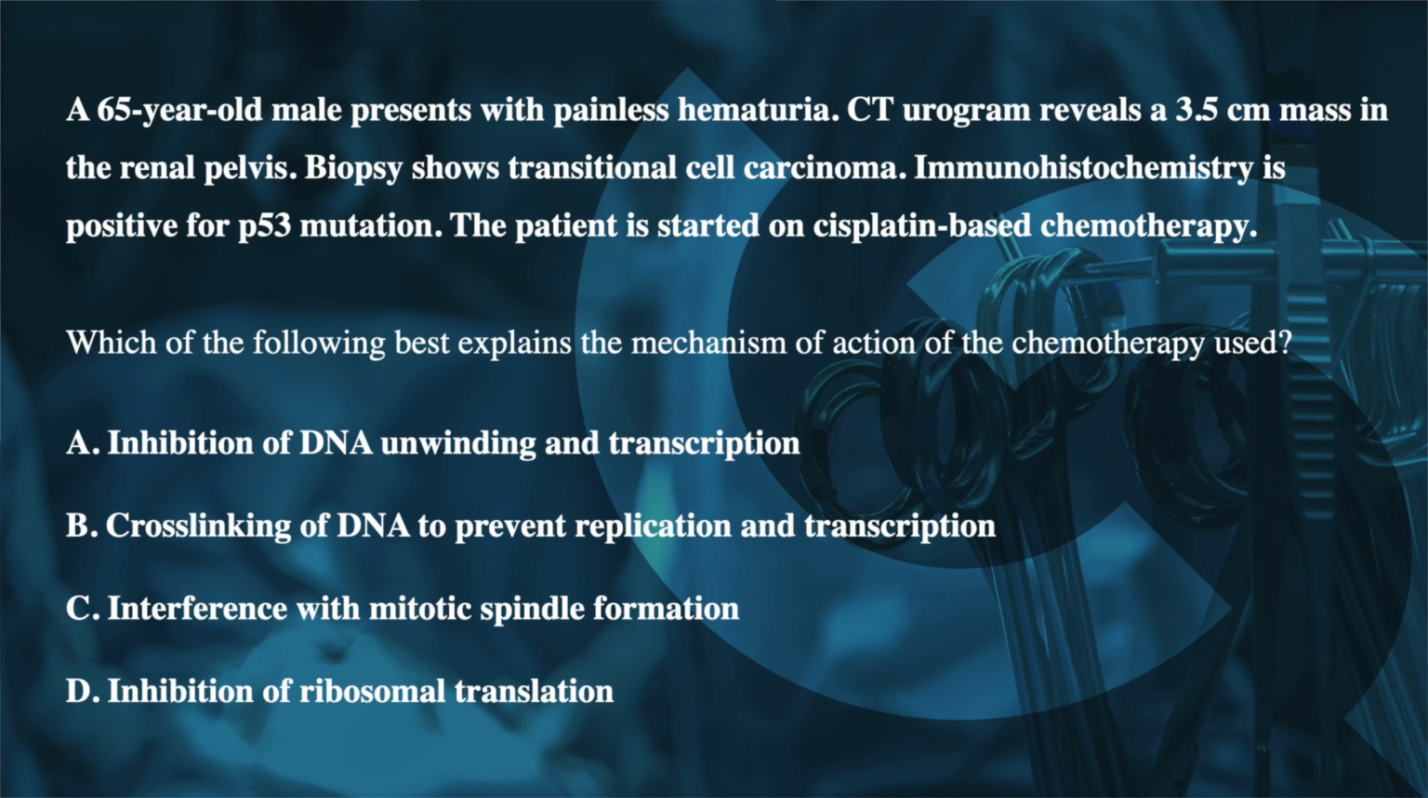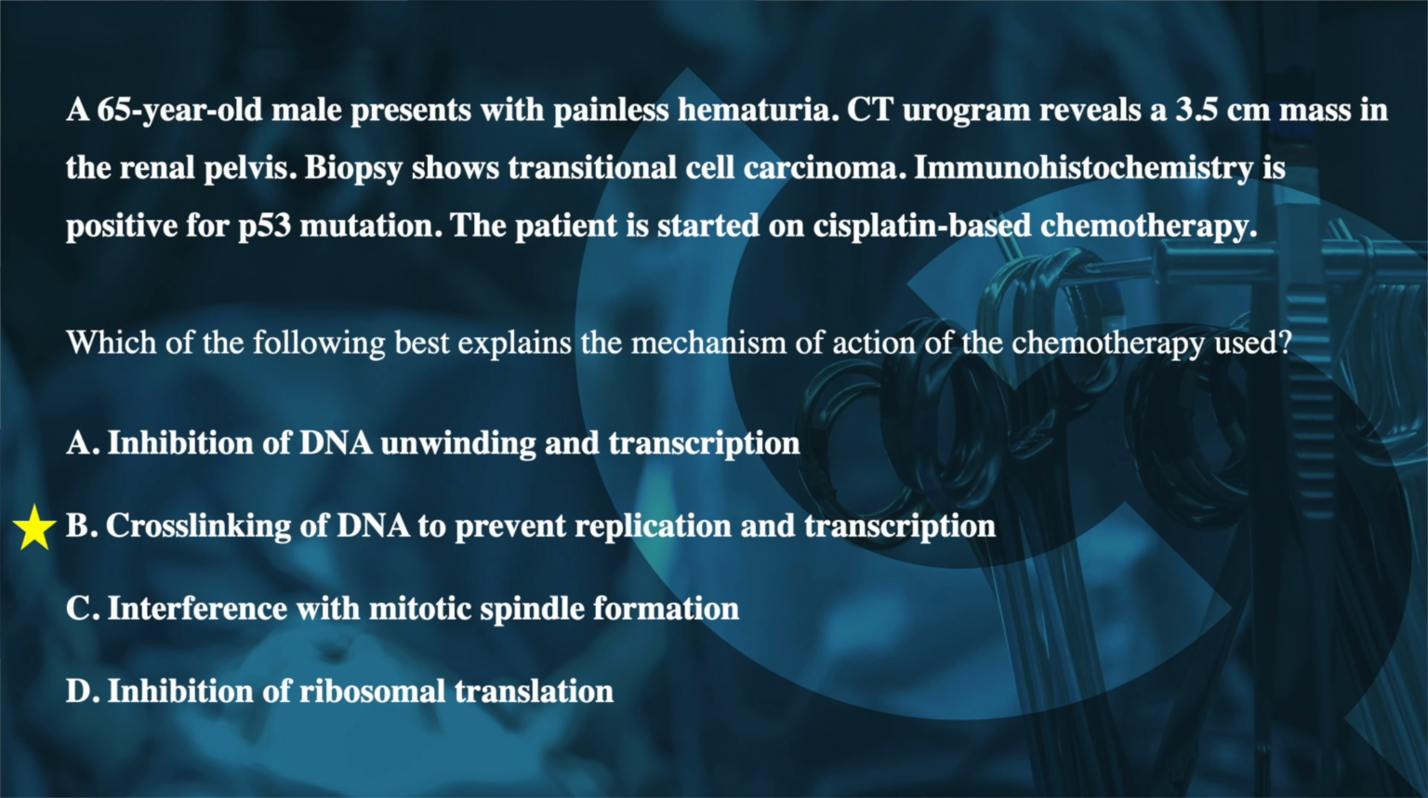So let's go to another clinical vignette. Let's say that we have a 65-year-old male who presents with painless hematuria. He has a CT urogram that reveals a 3.5 centimeter mass in the renal pelvis. Biopsy shows transitional cell carcinoma. Immunohistochemistry is positive for a p53 mutation, and the patient is started on cisplatin-based chemotherapy. The question is, which of the following best explains the mechanism of action of the chemotherapy used? So, inhibition of DNA unwinding and transcription, cross-linking of DNA to prevent replication and transcription, interference with mitotic spindle formation, or inhibition of ribosomal translation.